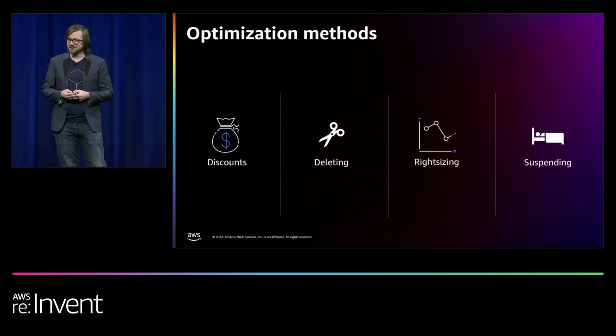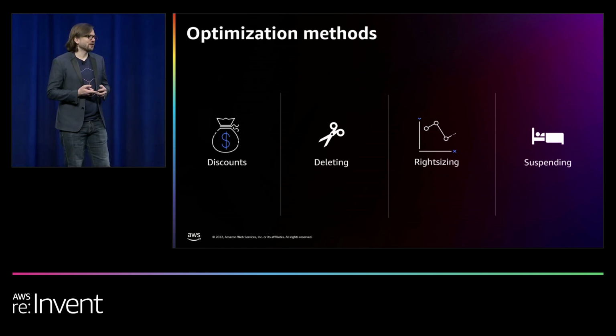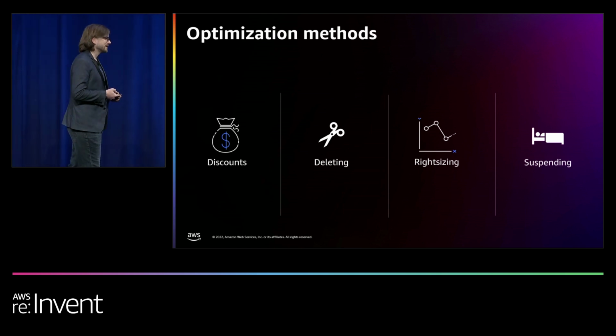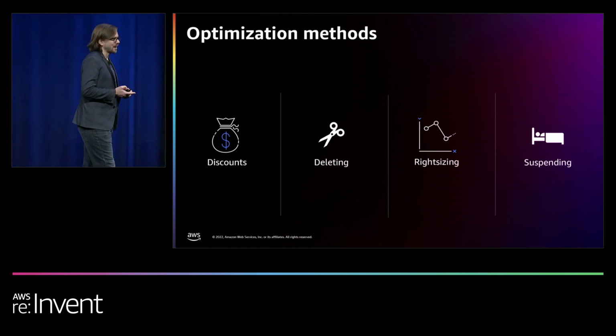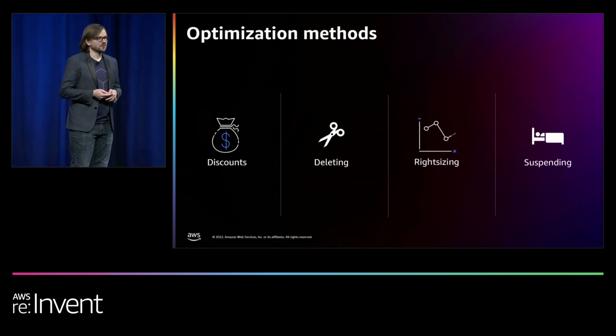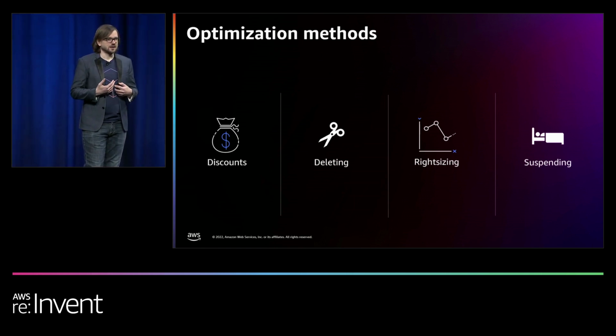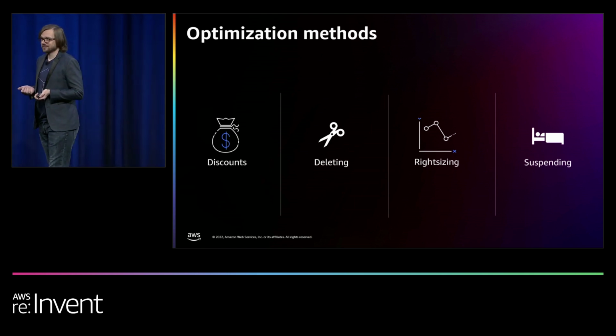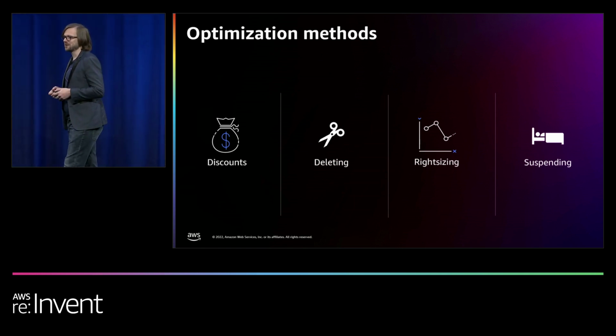The next is deleting. Hopefully everybody's familiar with this one. This is removing your unattached EBS volumes. This is cleaning up your unused static IP addresses, right? These are the resources that are left in your AWS accounts that may or may not be providing any value at that time. And then my personal favorite, right-sizing, which we'll talk about later with Compute Optimizer.